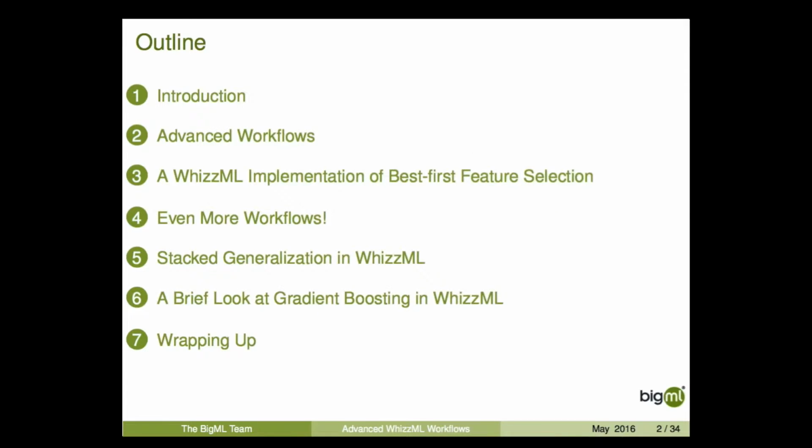And so with that, we'll start with a little introduction, and then we'll talk a little bit about advanced workflows in the machine learning world and why we might want to do those with BigML. And then we'll get down into the nitty-gritty. We'll do a WhizzML implementation of a fairly simple machine learning workflow called best first feature selection. After that, I'll go through a few more workflows, just sketch solutions. We'll do another semi-deep dive into a workflow called stacked generalization. And then we'll also take a look at a piece of a very complex workflow that we have implemented called gradient boosting. And then we'll wrap up.